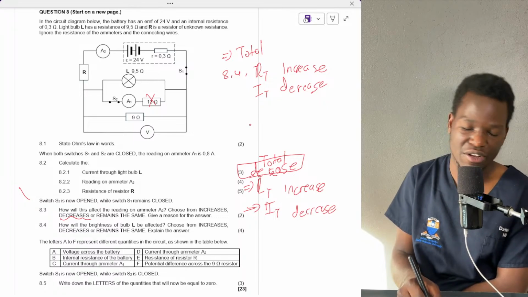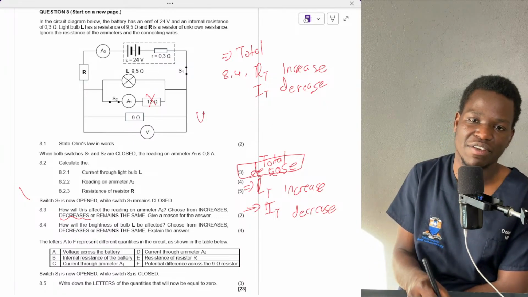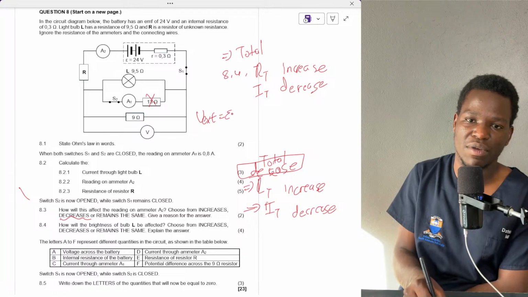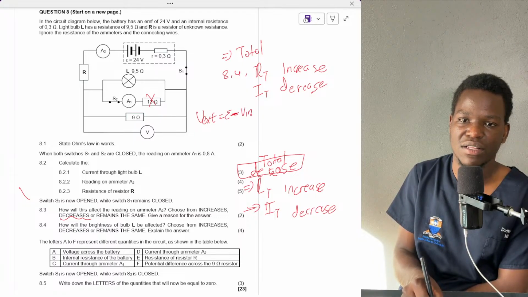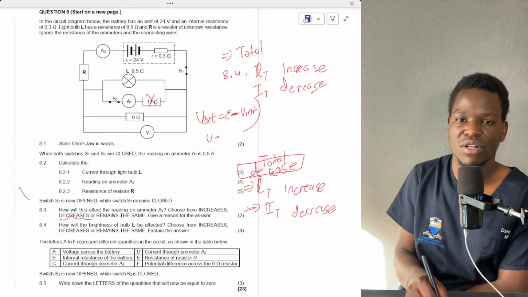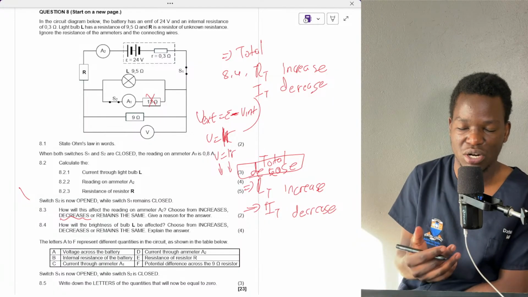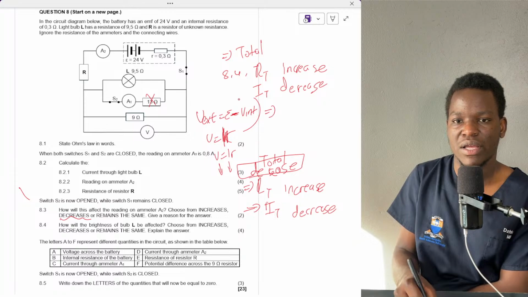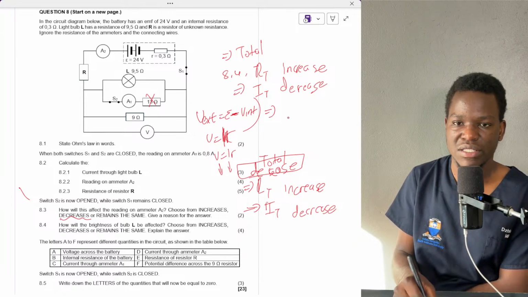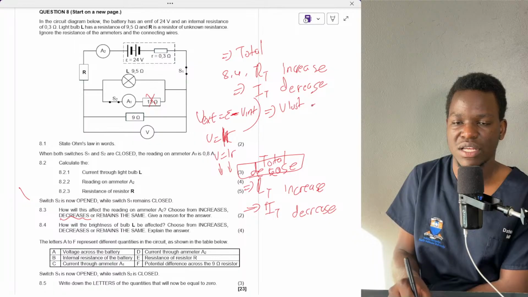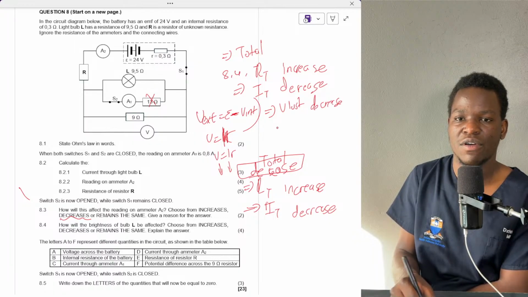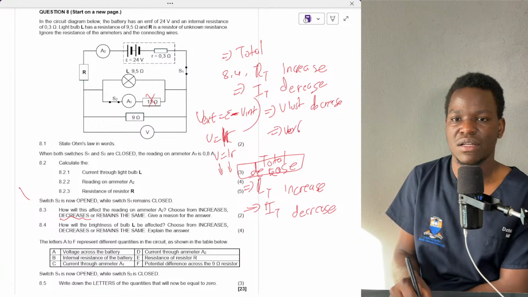Now we are going to V internal, V lost, and V external. Let's check V external equals EMF minus V internal. So now V internal equals Ir, which tells us that in this equation, if the current decreases, this one will also decrease because they are directly proportional, Ohm's law. So now you come and say, therefore the V lost decreases. Therefore V external increases.